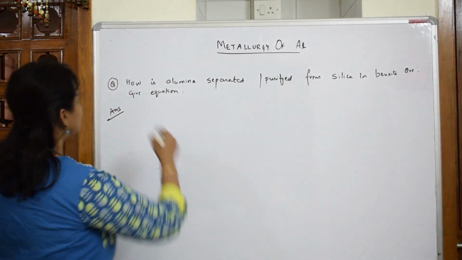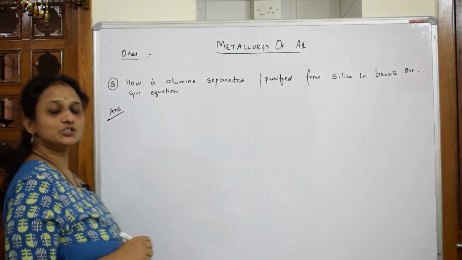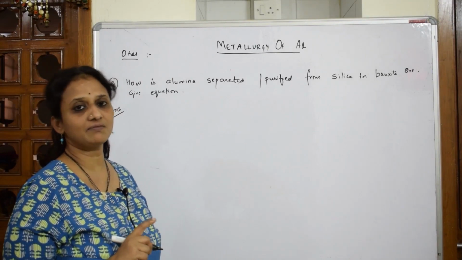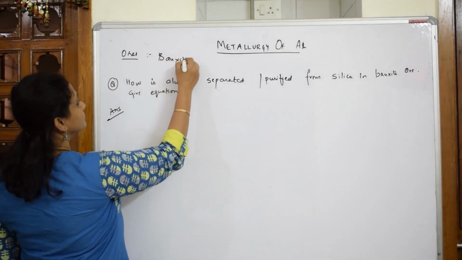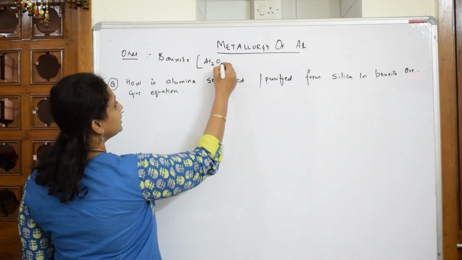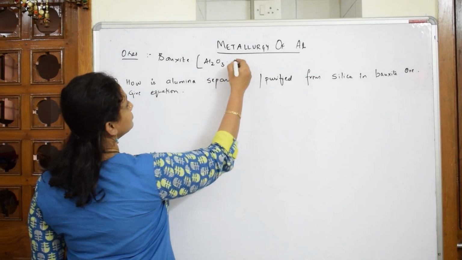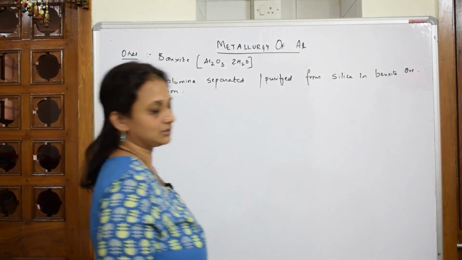So what are the ores of aluminium? If I speak about the ores, aluminium exists in two different forms. One is your bauxite and one is your gibbsite. So let us write the formula. Bauxite, ore of aluminium, formula is Al2O3·2H2O. That is your bauxite.